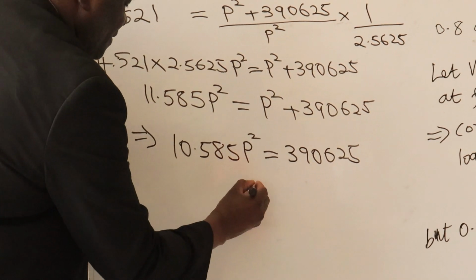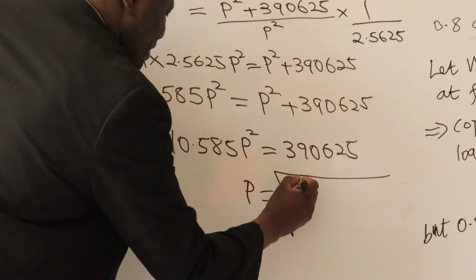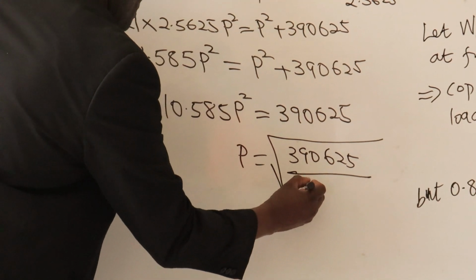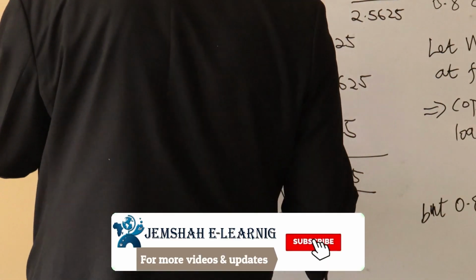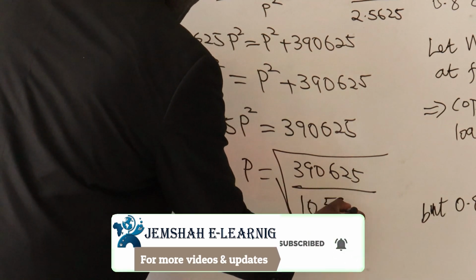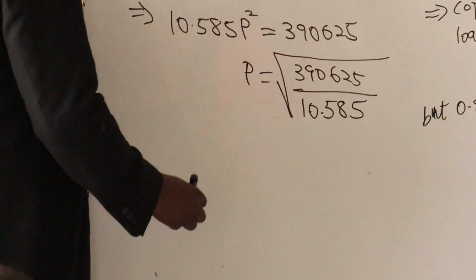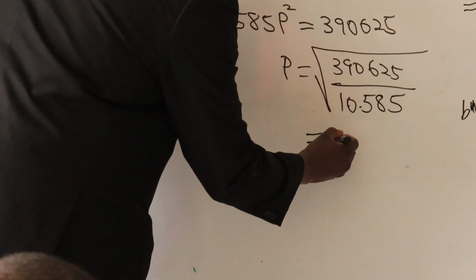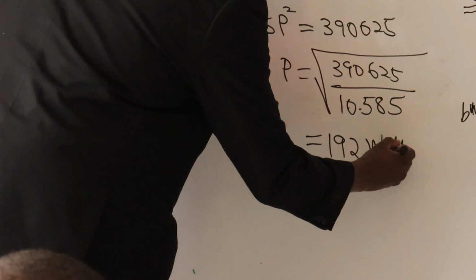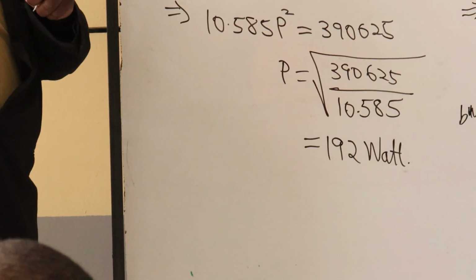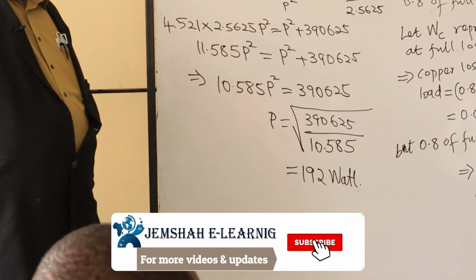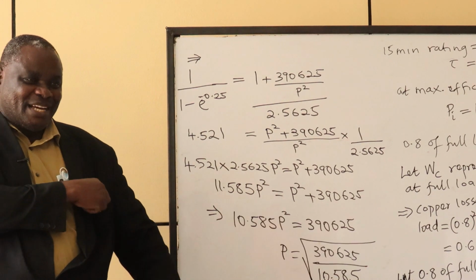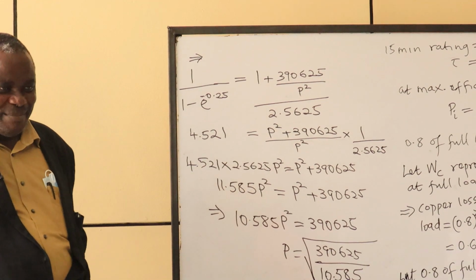Therefore, P squared will be equal to just P. P will be equal to the square root of 0.390625 divided by 10.585. So square root of that, what? 192 watts. And that is now the continuous rating of that particular motor. So that is the end of that question. So document as I bring example four.